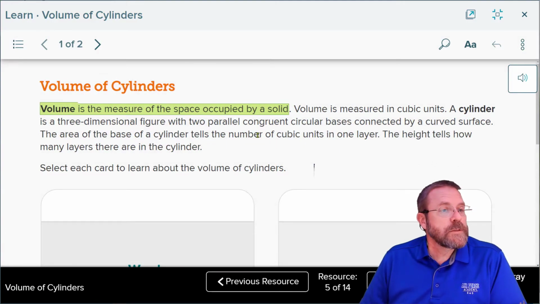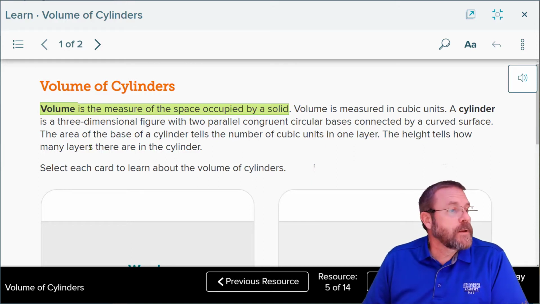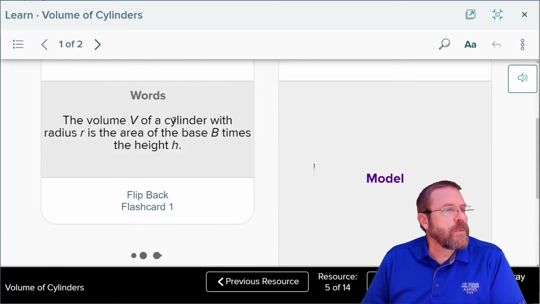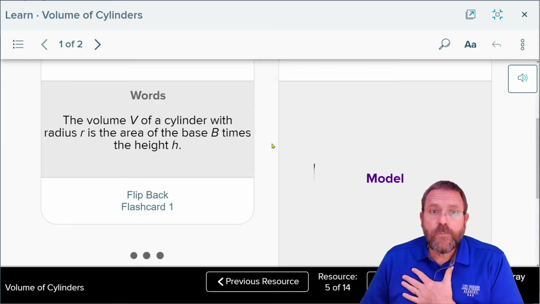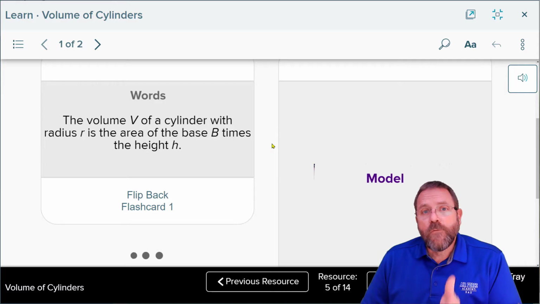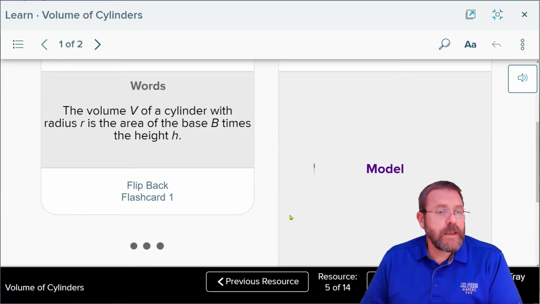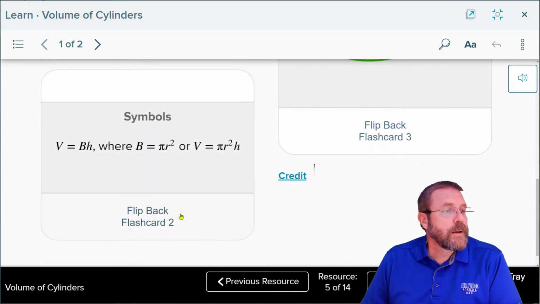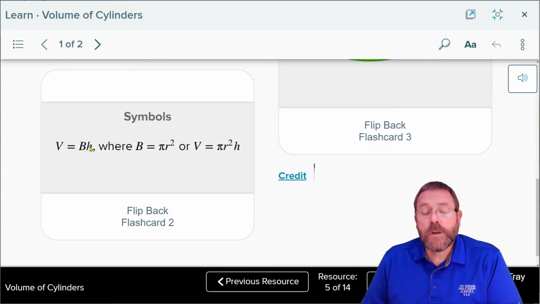The area of the base of the cylinder tells the number of cubic units in one layer. The height tells you how many layers are in the cylinder. I don't know if I like that, but we're taking it. In words, we can say the volume of a cylinder with a radius of r is going to be the area of the base times the height. Just like the other volumes we worked on, if you use my approach to getting into it, I always said volume is equal to base area times height. You can see here where you've got the area of the base, the height of the cylinder, and in symbol, volume is equal to base area times height.